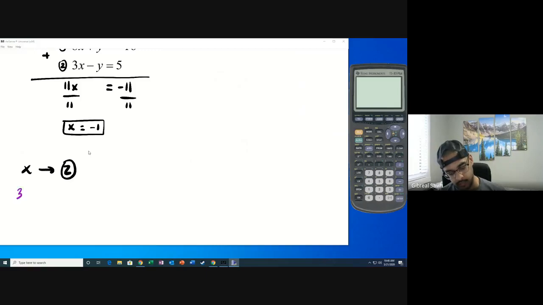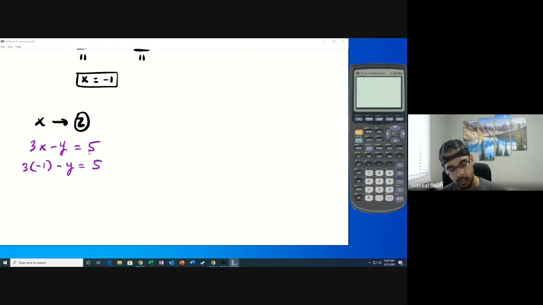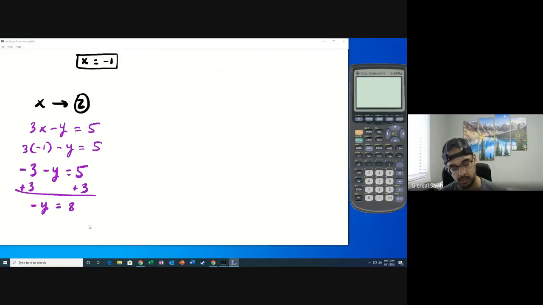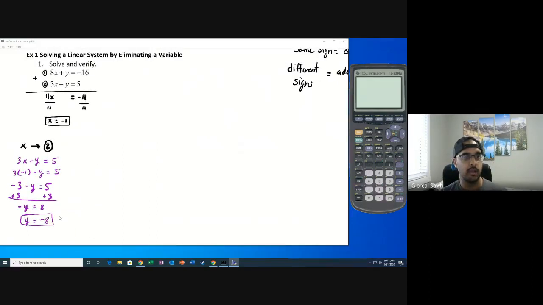That second equation again was 3x minus y is equal to 5. So 3 multiplied with negative 1 minus y should be equal to 5. So negative 3 minus y equals 5. Add 3 to both sides. So that negative y is equal to 8. But we really don't want negative y, we want positive y. So switch those signs around, and y is going to be equal to negative 8. So there's my x, there's my y.